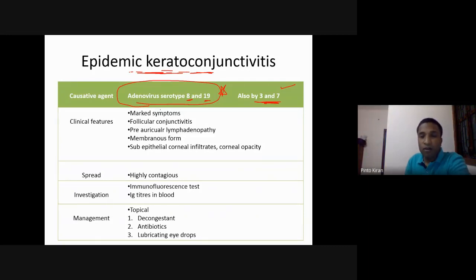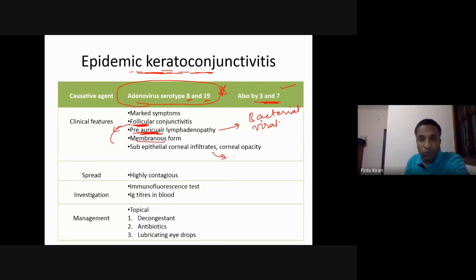What symptoms will they have? They will have marked eyelid swelling and follicular conjunctivitis. You should know the type of response: it's a follicular response. Preauricular lymph node enlargement, which I told you is seen in bacterial and all viral conjunctivitis. They will also have membrane formation.